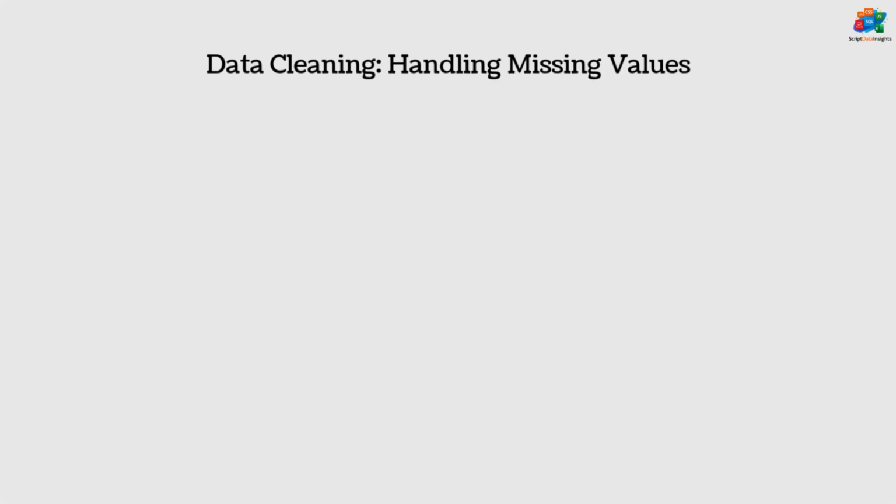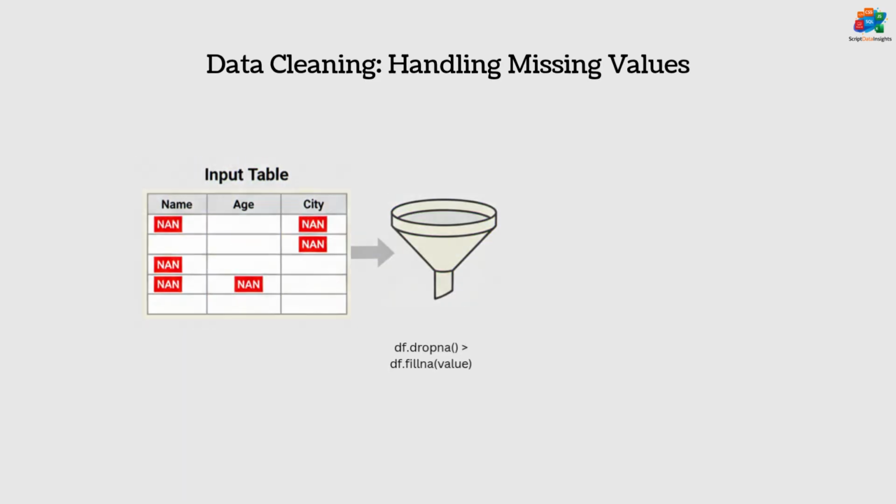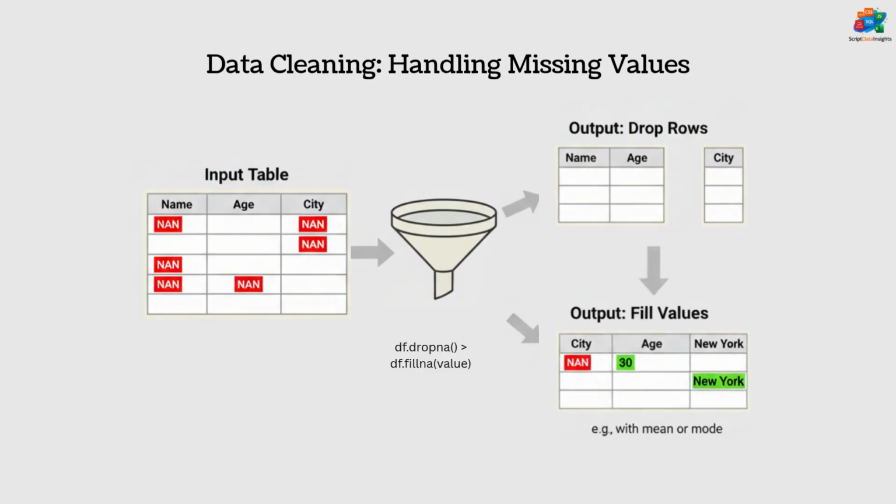A critical part of data preparation is data cleaning, handling missing values. The visual here shows the two primary methods for dealing with those NaN, or not a number, values. You can simply use df.dropna() to drop rows containing any missing data, which is simple but can lose you valuable information. Alternatively, you can use df.fillna(value) to fill values by replacing the missing data with a sensible value, such as the column's mean or mode, to preserve your rows.